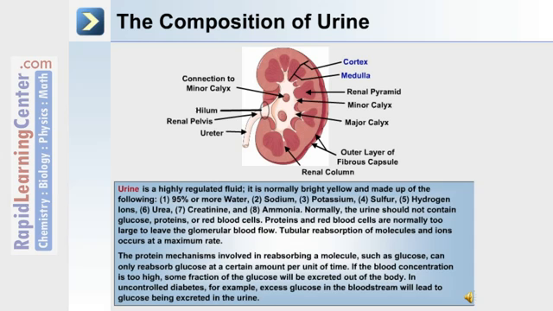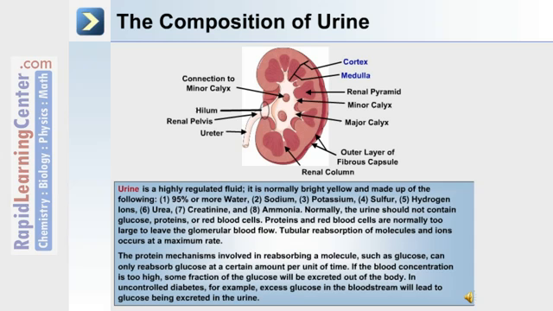The composition of urine. Urine is a highly regulated fluid. It's normally bright yellow and made up of the following components: 95% or more water, sodium, potassium, sulfur, hydrogen ions, urea, creatinine, and ammonia. Normally, the urine should not contain glucose, proteins, or red blood cells. Proteins and red blood cells are normally too large to leave the glomerular blood flow.